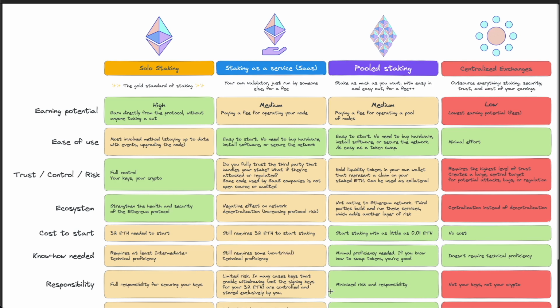With pooled staking, there is a minimized risk and responsibility. You have and keep liquidity tokens in your own wallet. So if your wallet is safe, you're safe as well. Centralized exchanges: not your keys, not your crypto. You need to trust your centralized exchange that they will stay in business. If they go out of business, your crypto is gone.